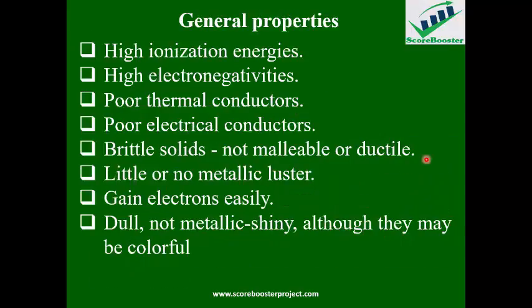So the following are just the general properties of non-metals. The first one is high ionization energies as compared to metals. During our discussion of the periodic table, we said ionization energy increases across the period and decreases down the group. So if you take any period as a case study, like period 2, where we have lithium, beryllium, up till fluorine and neon, the ionization energy increases from lithium up to neon.